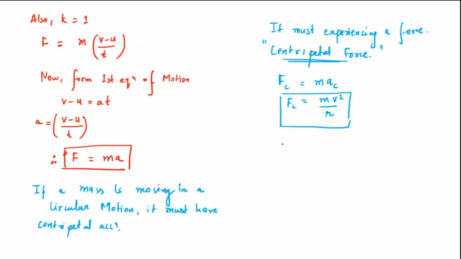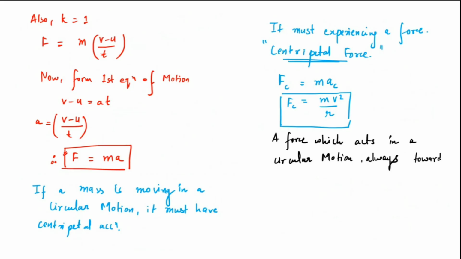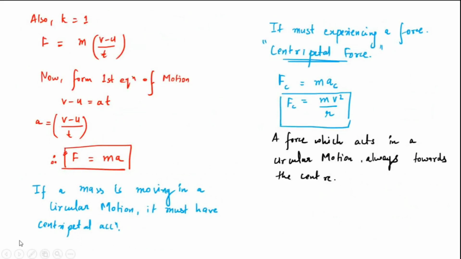Centripetal force is basically a force which acts in a circular motion always towards the center. It is the kind of force which always acts towards the center whenever a body is moving in a circular path. And that is something we call centripetal force, and this is equal to mv square by r.